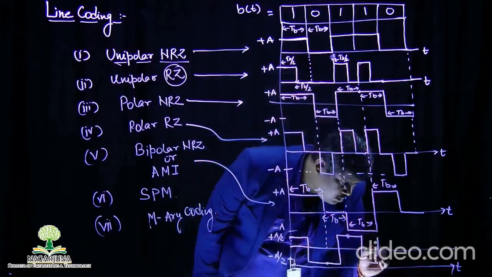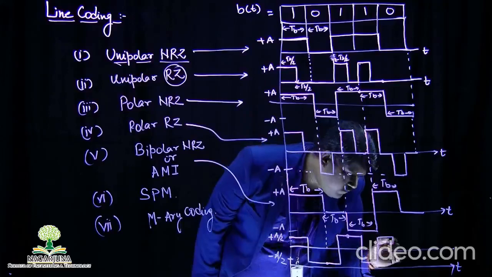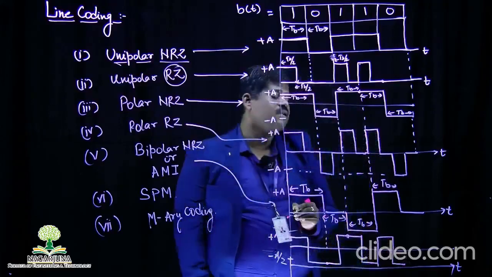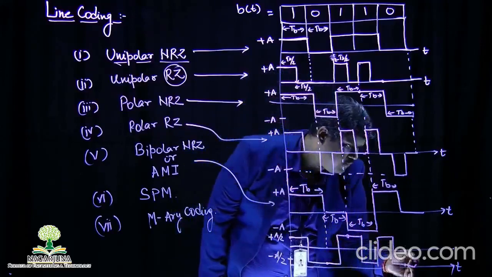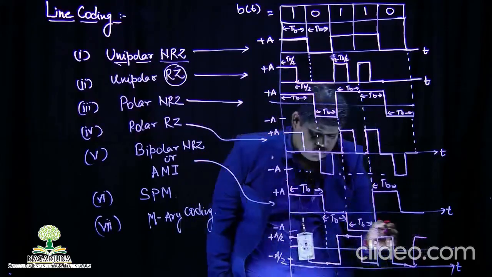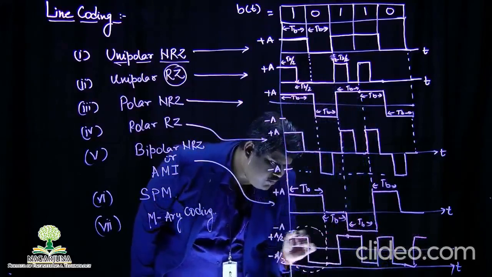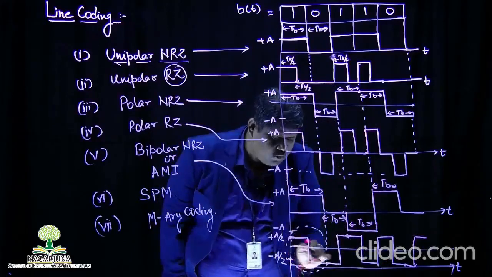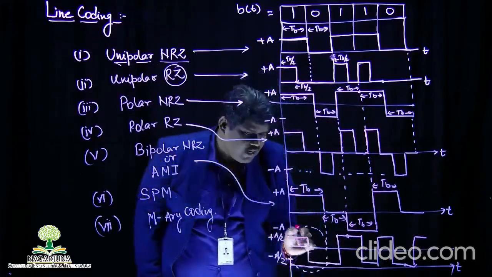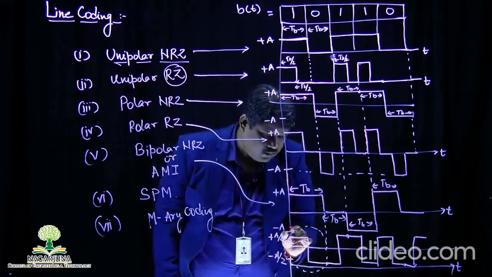Again, for half of the bit interval it is plus A by 2, and for the remaining half minus A by 2. And for 0, minus A by 2 first, then plus A by 2. Here you can check that in a single bit duration, the phase of the pulse is changing from positive to negative in between. That's why the nomenclature is split phase Manchester technique.